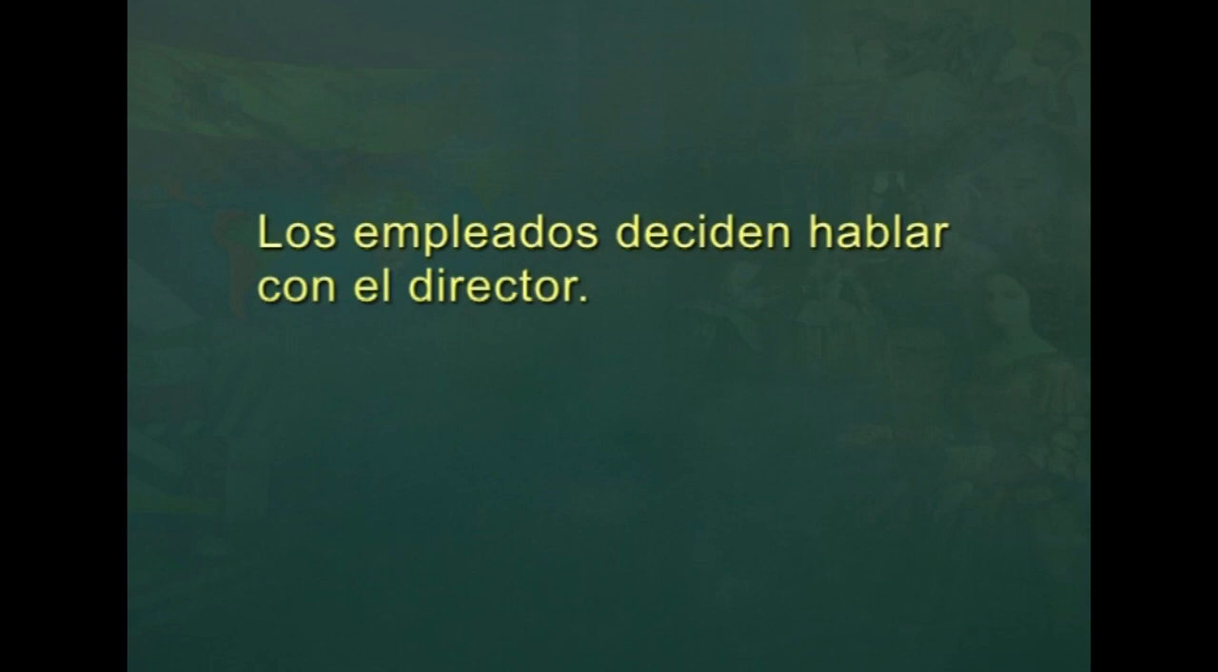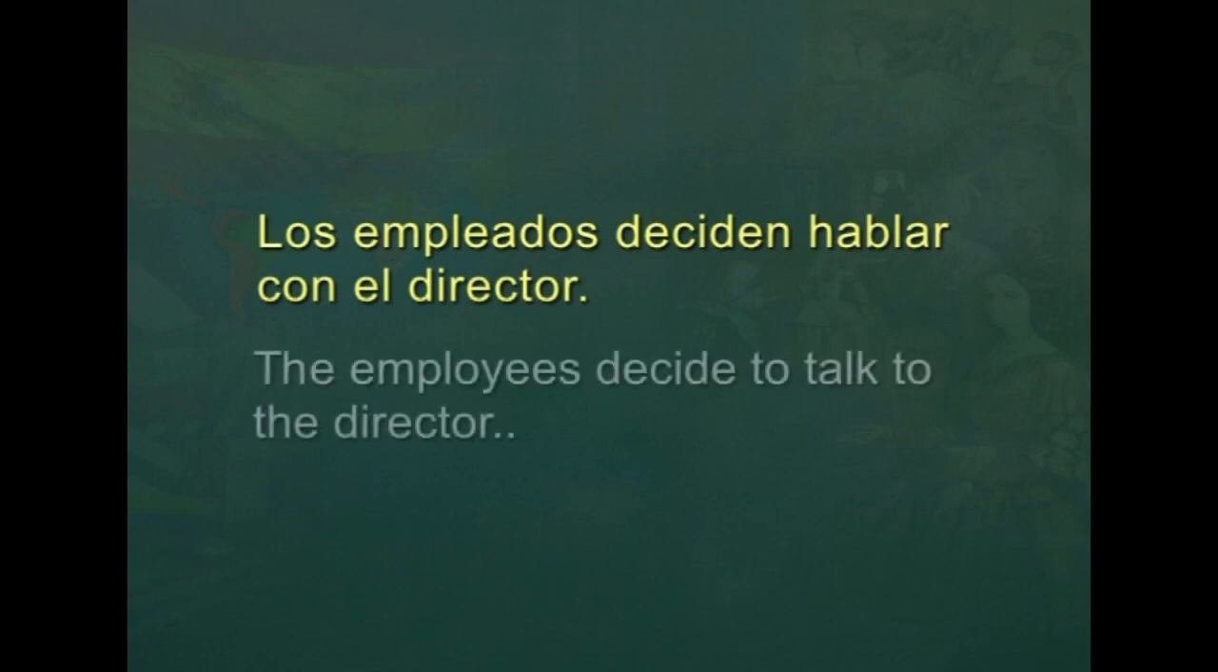So, the main action or the verb in this sentence is decidir, and as the subject is plural, los empleados, the employees, the conjugation in third person plural is deciden. Los empleados deciden hablar con el director. The employees decide to talk to the director. Remember that hablar is the first group AR ending verb, which means to speak.